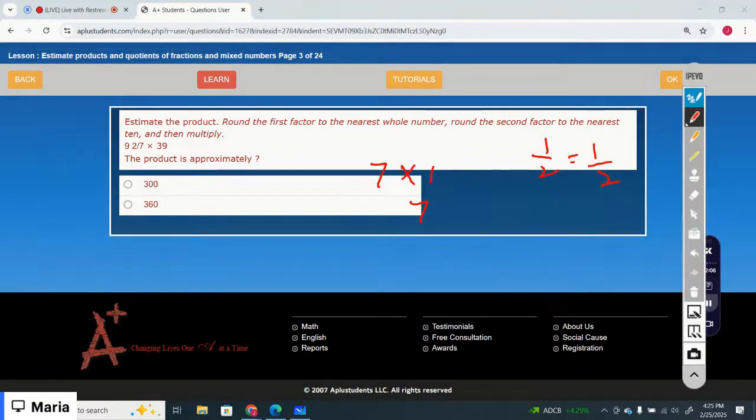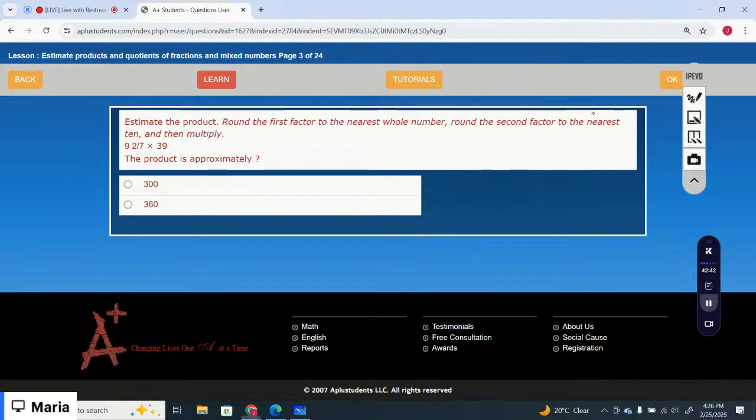9 whole 2 by 7 times 39. The fractional part is 2 over 7. And 2 over 7 is less than half. So you need to round on the same whole number. Then you have 39. 39 is close to 40, so it will be rounded to 40. 9 times 4 is 36. That is 360. Option number 2 is the correct option. The correct option is 360.